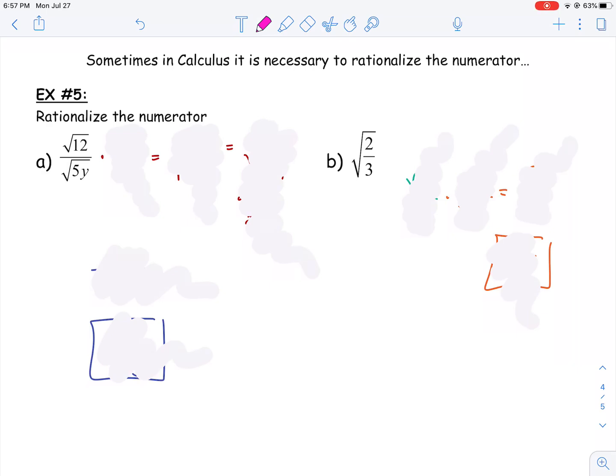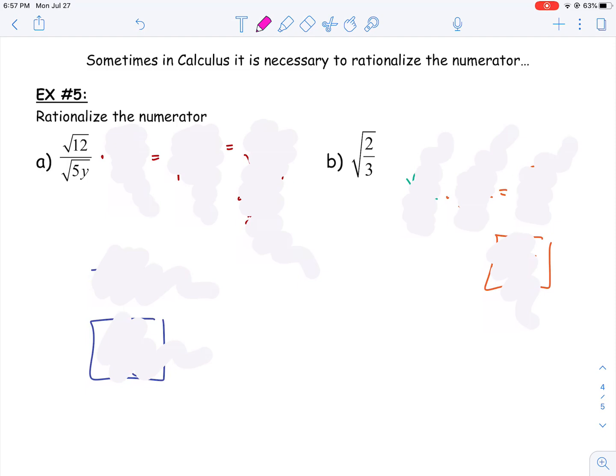All right. Any day now you guys are going to be in calculus, right? And so sometimes in calculus, it's necessary for us to rationalize the numerator instead of rationalizing the denominator. Really, we're just trying to get rid of radicals. Sometimes we want to get rid of them in the denominator, and sometimes you want to get rid of them in the numerator. Let's practice this time rationalizing the numerator instead of the denominator. Let's get rid of the radical in the top.